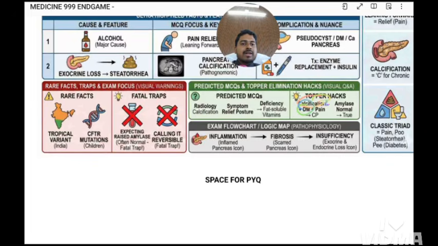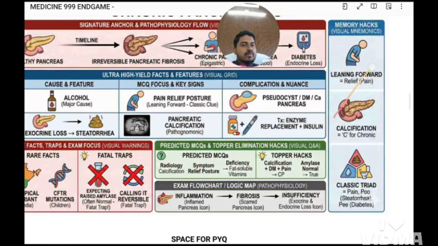So calcification along with diabetes mellitus along with pain. Calcification means what? Pancreatic calcification. So that should tell you that it is chronic pancreatitis. And amylase can be normal. Okay, I think I have explained everything.